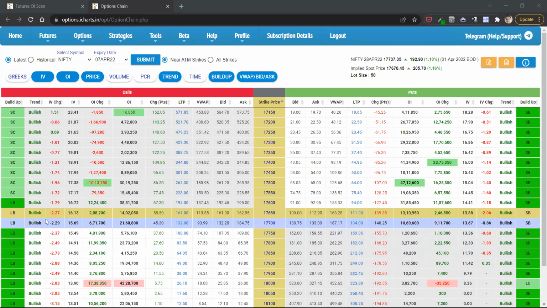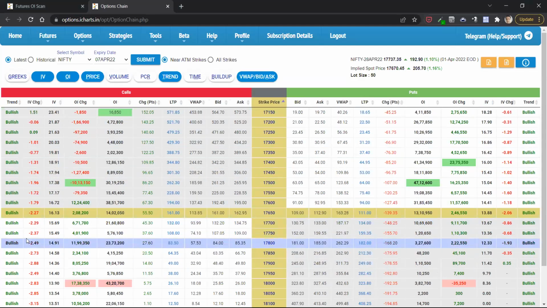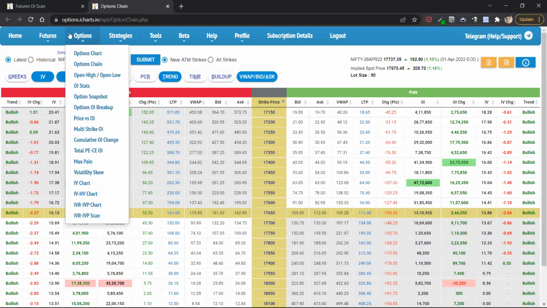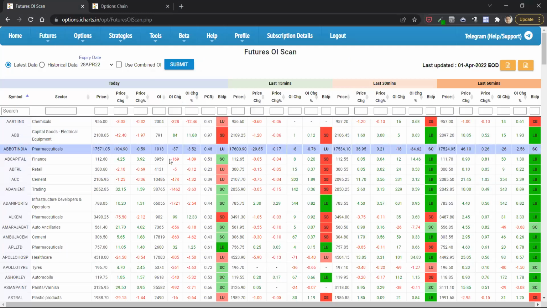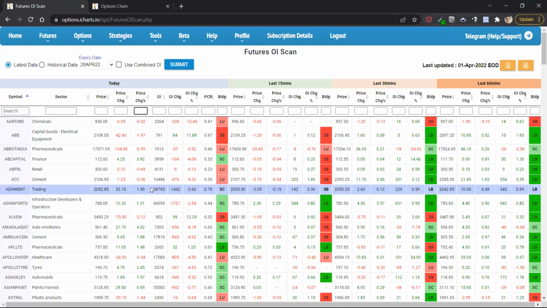And this changes quickly, so you can rely on this trend interpretation. You don't have to look at buildup. The trend interpretation is enough. So once you know that it is bullish, then you can go to OI scan, and then maybe you want to look at stocks that are bullish. And you want to be in line with the trend of the market.